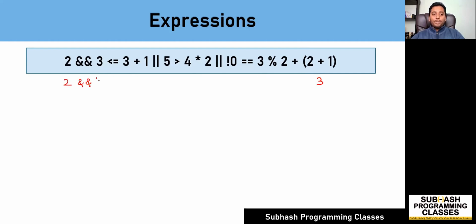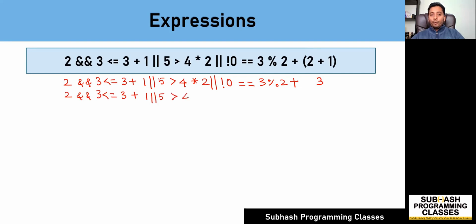So 2 and then with 3 less than or equal to 3 plus 1 or with 5 greater than 4 multiplied by 2 or with not of 0 equal to 3 modulo 2 plus 3. Okay, so 3 will be here because the brackets have been evaluated. So once the brackets are evaluated, we will have to evaluate the unary operators. And in this expression, we have only one unary operator, that is nothing but logical not. We know that logical not, when applied to a 0 value, will become a 1. So let us replace that with 1, and we'll keep the rest as it is. So as you can see, I've evaluated the brackets as well as the unary operator.